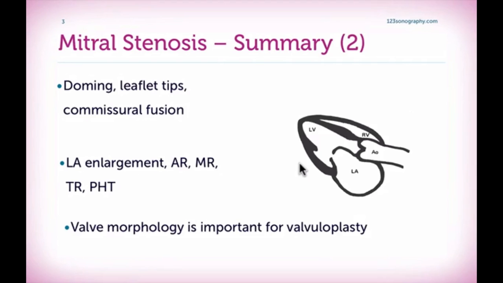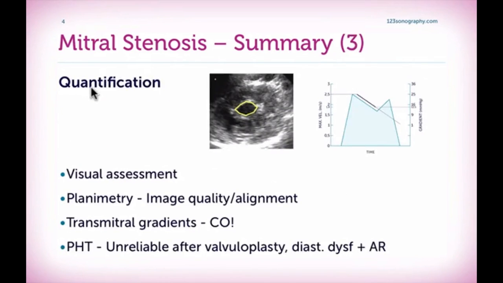The valve morphology is important for the indication for valvulopathy. We quantify the degree of mitral stenosis based on visual assessment, planimetry. However, you need good image quality and you have to be sure that you align the 2D image exactly to the smallest orifice area.